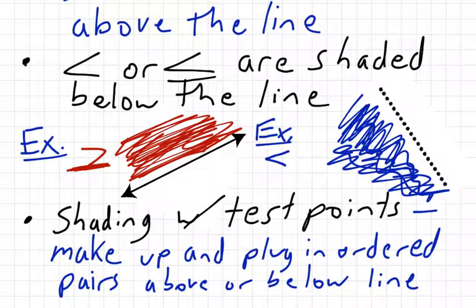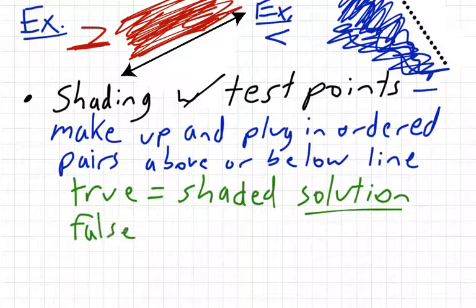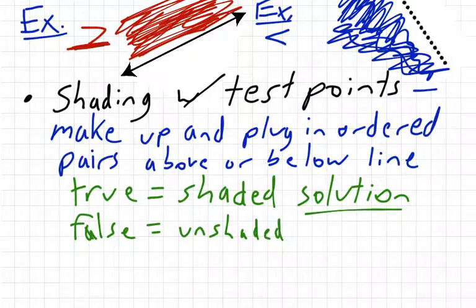And what that's going to do is, if it works out to be true, it's going to be a solution. So we'll say true is a shaded solution. And false, you may have guessed it. If it's false, it's going to be unshaded, and it's not a solution. So if you get a false point, you shade the other side, in other words. So it's unshaded, and it's no solution.